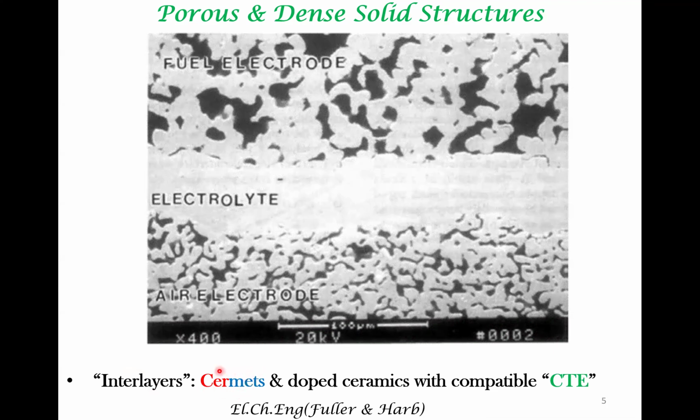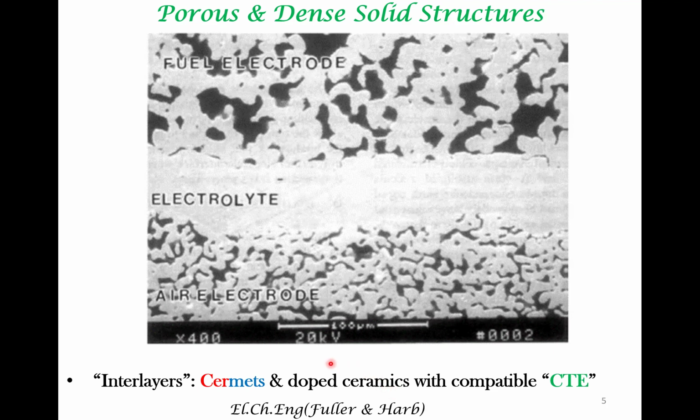For example, they would have a ceramic component, but the ceramic component typically does not have a sufficient amount of electronic conductivity. So the ceramics are mixed with metals like nickel, and these two together are called cermets, or the interlayers or the electrodes might be doped ceramics.